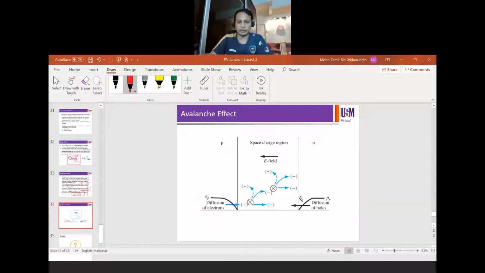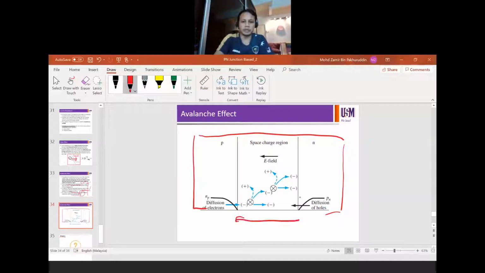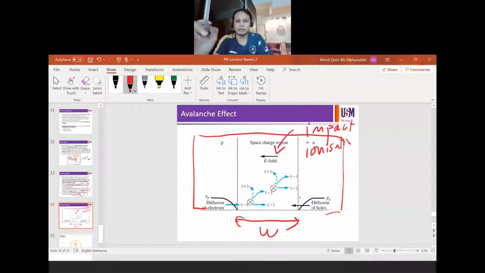This is just the illustration of the avalanche effect now, so you can draw this as a normal PN junction. This one is the depletion region in the center. So P and N are on the left hand side and right hand side. The central region is where you have the impact ionization, in the middle region. Therefore you're going to have your reverse saturation current, reverse current, flow.